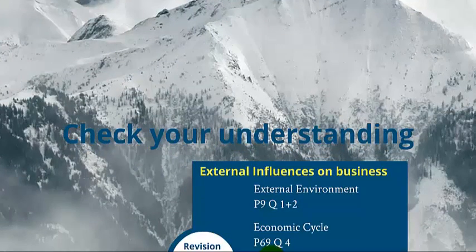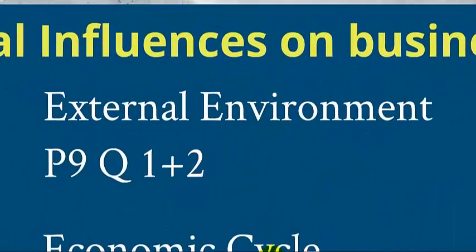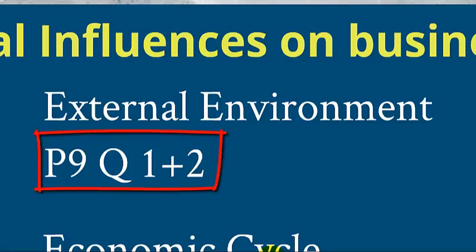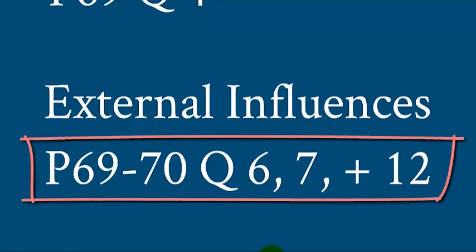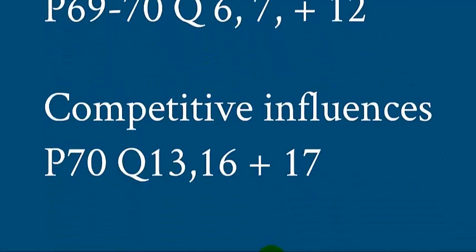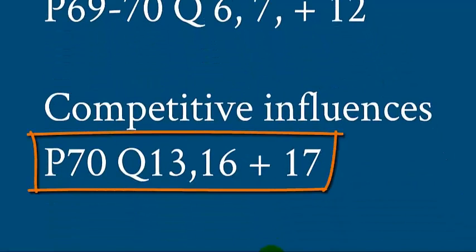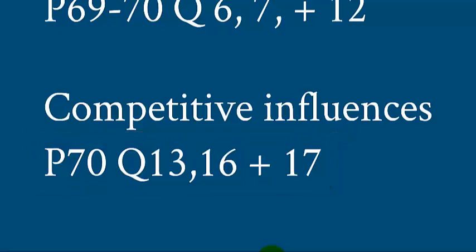Now what I'd like you to do is to check your understanding. First of all, the external environments. This is on page 59, questions 1 and 2. And external influences, pages 69 to 70, questions 6, 7 and 12. Also, under competitive influences, there's an important section there, page 70, questions 13, 16 and 17. So please pause. You may need to replay so you can consolidate the understanding by doing those questions.